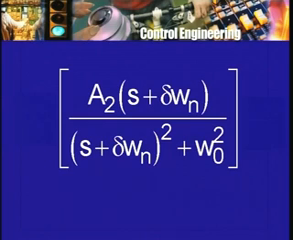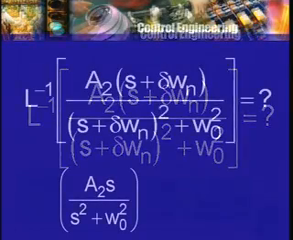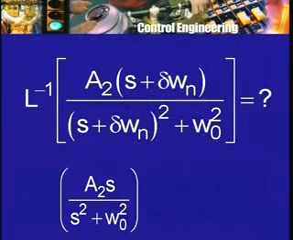I want to find out the Laplace inverse of this. So let me write this specifically. Laplace inverse of this function of s, what is it as a function of time? That is what I am trying to find out. Now I see s plus delta omega n. In place of s plus delta omega n, suppose I had s, then I would have a2 s divided by s squared plus omega 0 square.